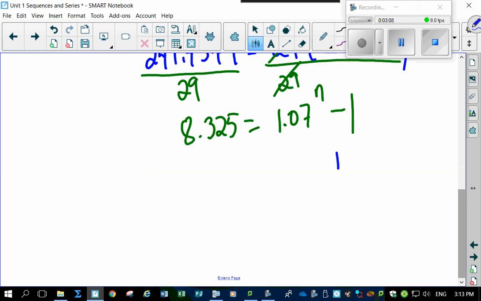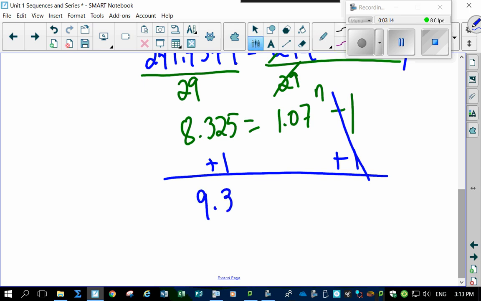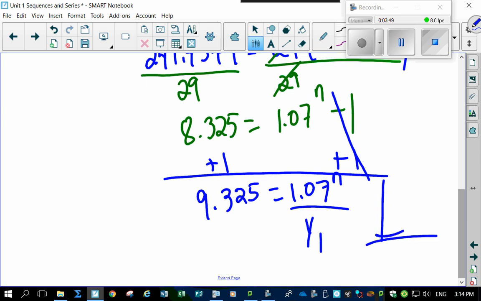All you have to do now is just add 1 to both sides. Okay, that cancels, leaving you 9.325 equals 1.07 to the power of n. Uh-oh. Now, how are you going to do this? Are you going to test n, test 2, test 3, test 4, test...? You'll be there for a dog's age trying to figure out what n is. Let me give you a suggestion. I would take this guy, 1.07 to the n. Let's make that y1. It's actually going to give you what we call an exponential graph that's going to go up like this.